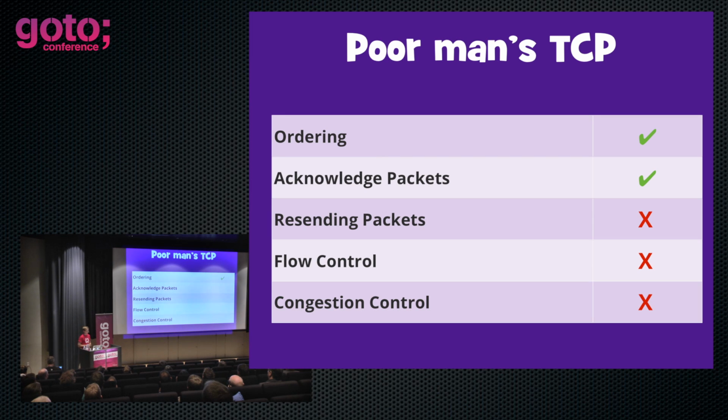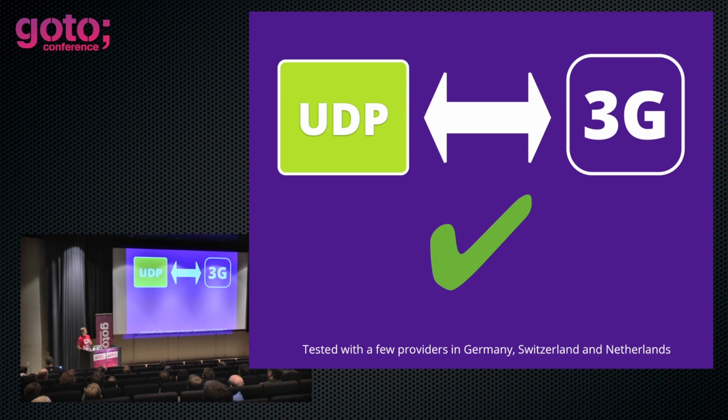So let's look at what we did. We did ordering, yes. Acknowledge packets, yes, to a certain extent. Resending packets, no. Flow control, no. Congestion control, no. And I can tell you, it did work. So far what we tested, we tested in Germany a little bit, in the Netherlands, I tested just half an hour ago outside of the conference center, so it seemed to have worked here as well, and a few other countries. I can't speak for all mobile providers, but it generally works fairly well.